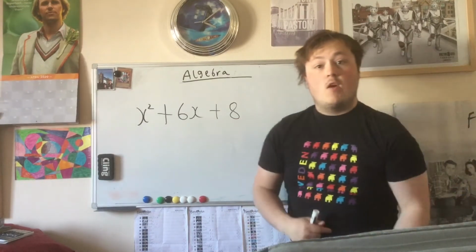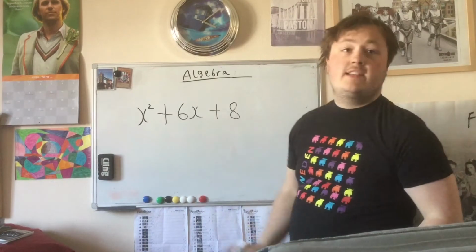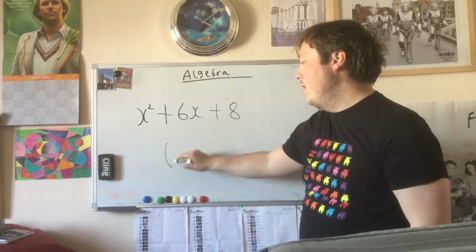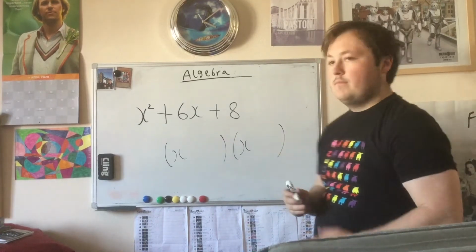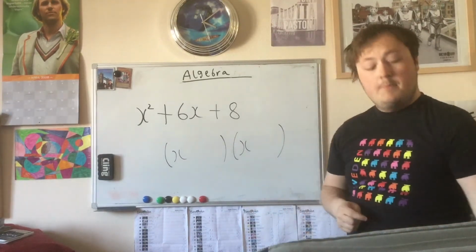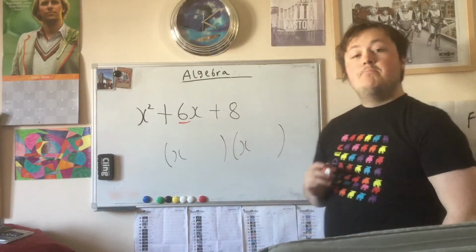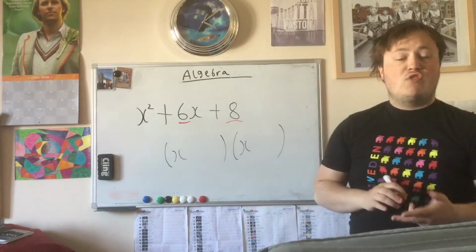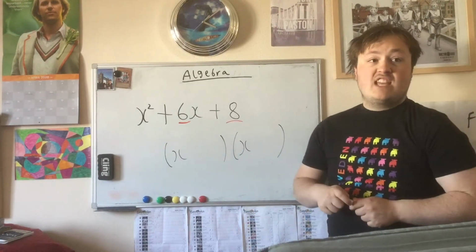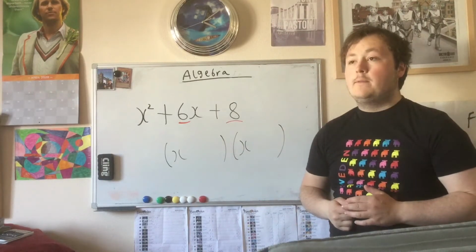So let's factorise this problem. Now, firstly, because we have an x squared, we're timesing 2 x's together. We put an x here and an x here. Now, we need 2 numbers that add together to get 6 and multiply together to get 8. So there's 1 and 8. They multiply together to get 8. But do they add together to get 6? No, they don't. They add together to get 9.